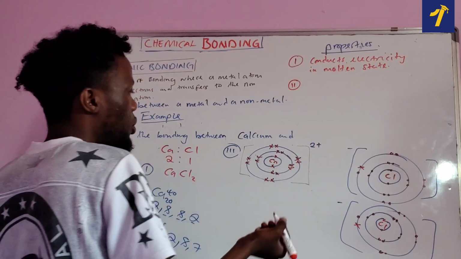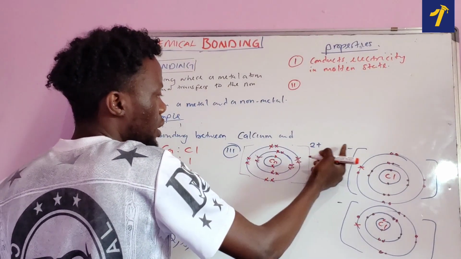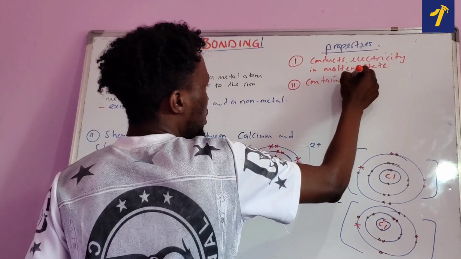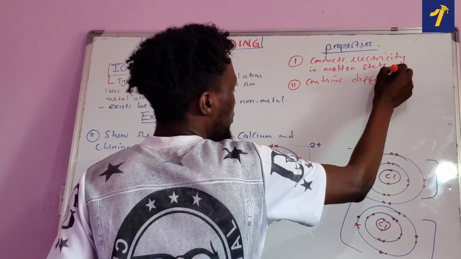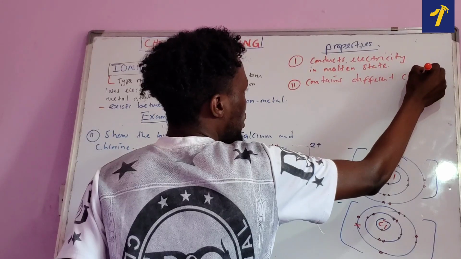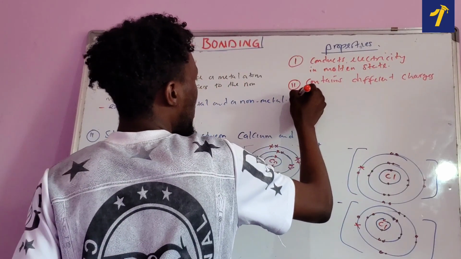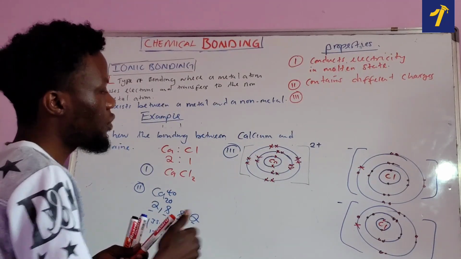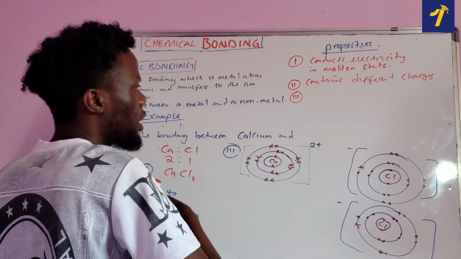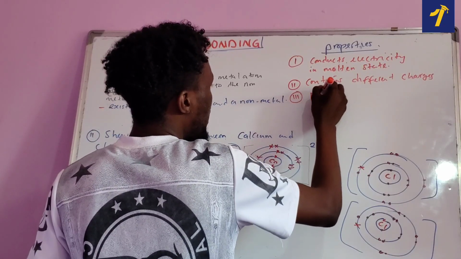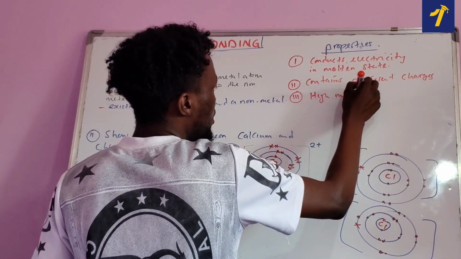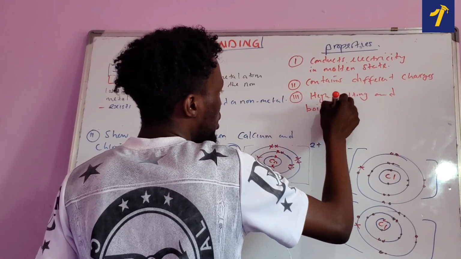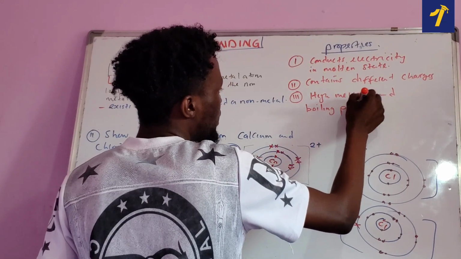Okay, what's the second property? Is that, as you can see, it has different charges. So you are going to say contains different charges. Okay, number 3. Okay, another important concept, apart from having positive and negative contain different charges, they've got what? High melting and what? Boiling points.